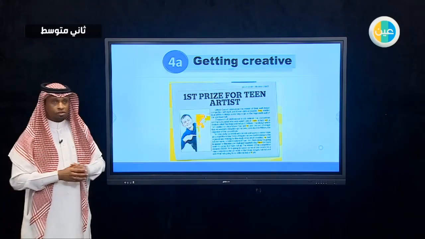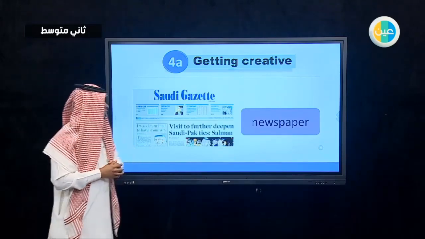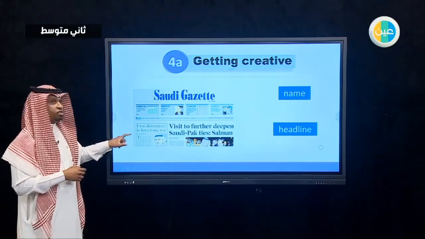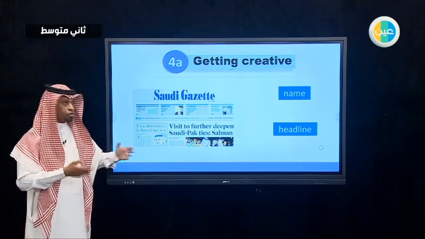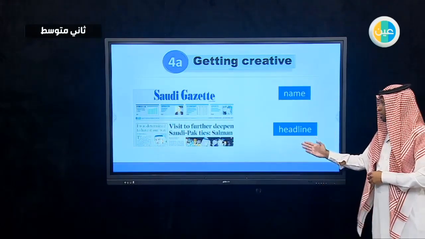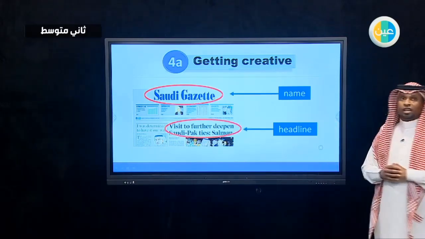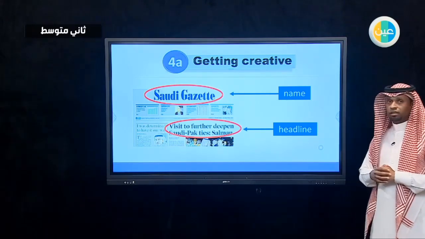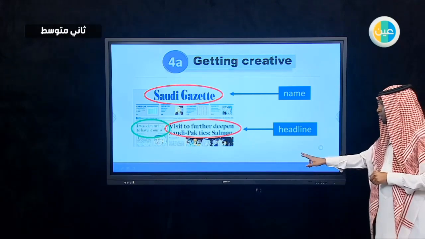Good. What do you think about this? Good. This is a newspaper. This is an example of a newspaper. What is the name of this newspaper? Saudi Gazette. Good. And as you can see here, this newspaper has a headline. Okay. This is the name and this is the headline. Does it have another headline? Do you think there is another headline? Good. This is the other headline here.